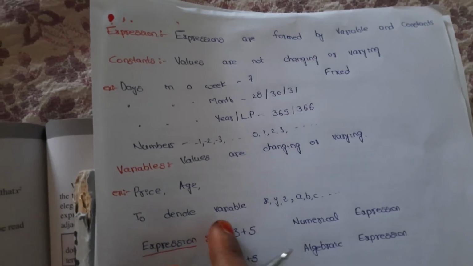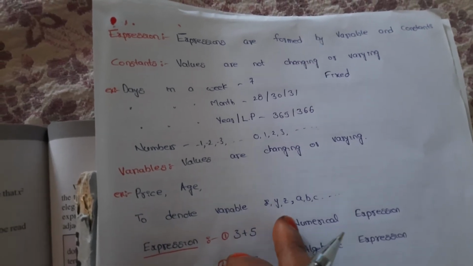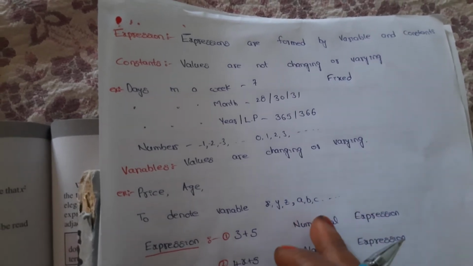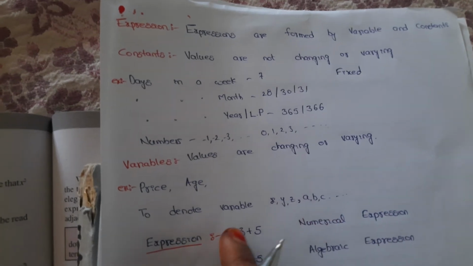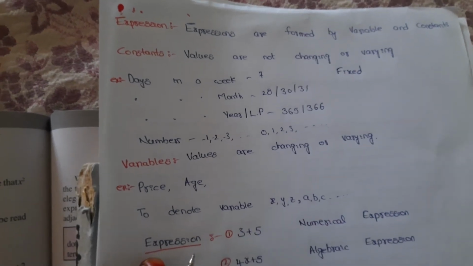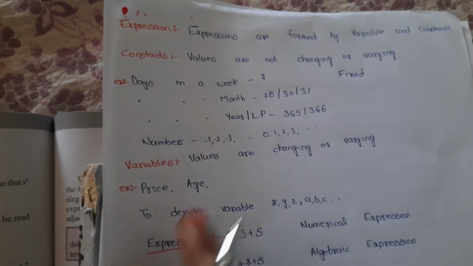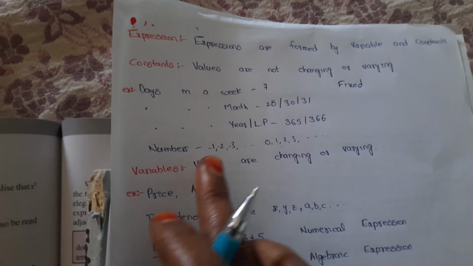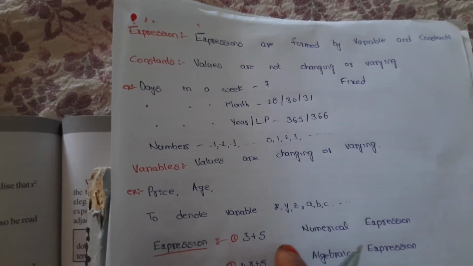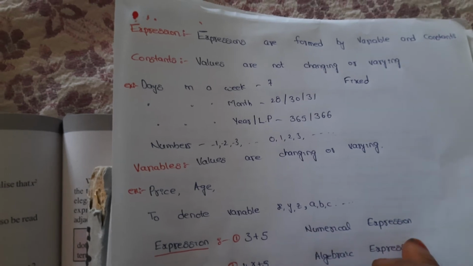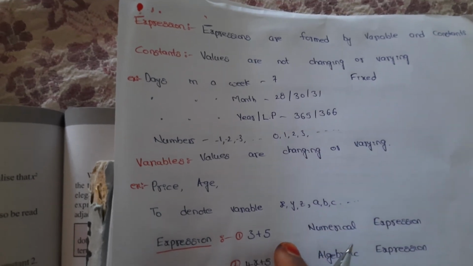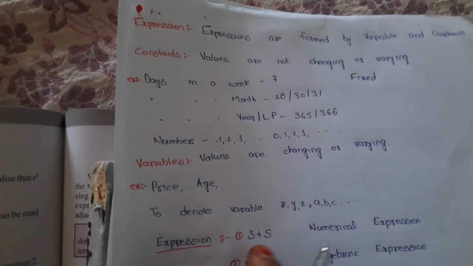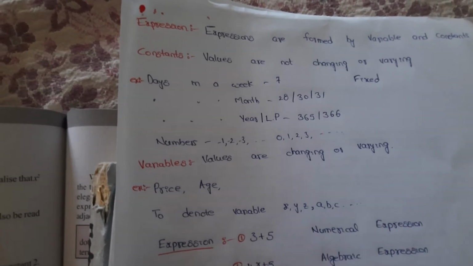To denote the variables, we use terms like small x, small y, small z or small a, b, c. Like this we use to denote the variables in expressions. We are going to form expressions by using the variables and the constants. For example, if we are using only constants to form an expression, then it is called a numerical expression. Here we are using two numbers only, that's why it is called a numerical expression. The sum of 3 plus 5 is nothing but a numerical expression.